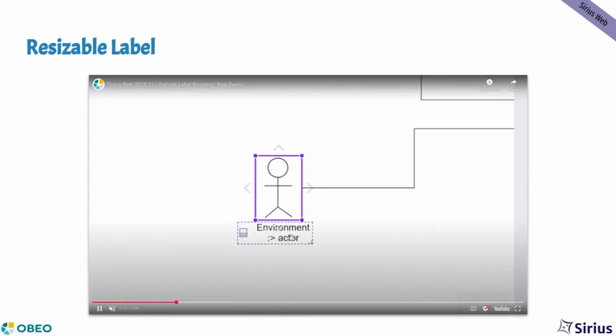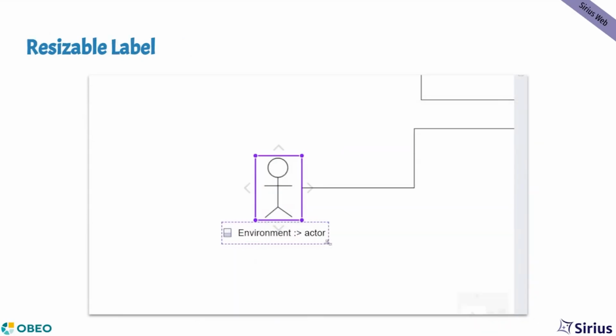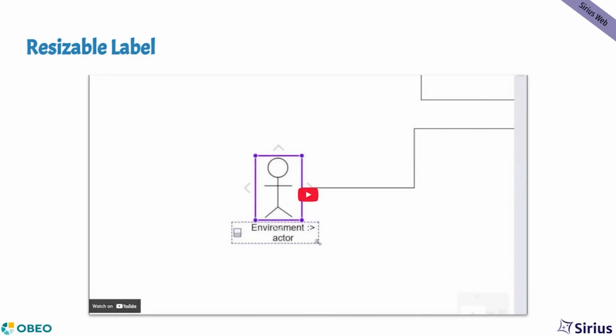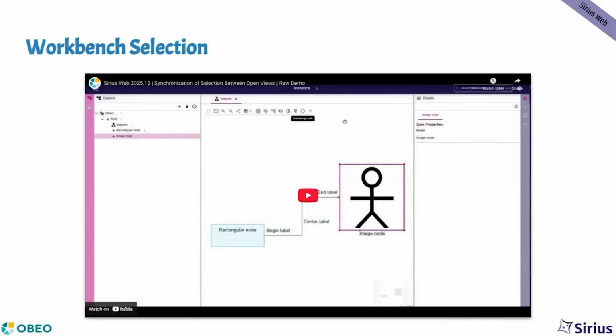Once labels are better managed, it also makes sense to give user more control over them. Labels are now resizable to let user adapt the display of textual information to the situation. This is especially useful for long names, annotations, or use cases where readability matters more than compactness.